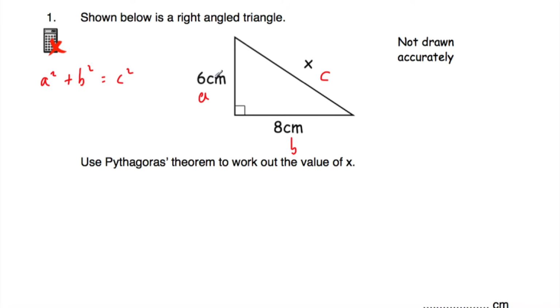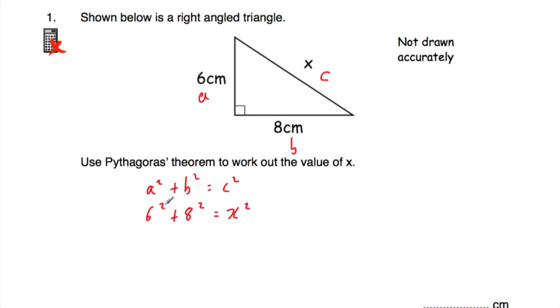Now let's substitute those values into Pythagoras' theorem. Pythagoras' theorem is a squared plus b squared equals c squared. So let's just move this down a bit. We've got a squared, and a is 6, so we've got 6 squared plus, and then instead of b squared, b is 8 centimeters, so 8 squared equals c squared. And c is x, so it's going to be x squared.